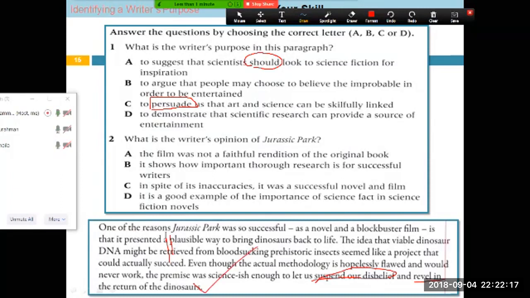Okay. Here again, to bring dinosaurs back to life, this was the main reason. The first sentence is giving you the purpose, and then the rest is the explanation of it: why it was a successful movie. It was a successful movie because it gave a possible or plausible way of bringing the dinosaurs back to life. So that is why people enjoyed this, and that is why people choose to believe the improbable in order to be entertained.